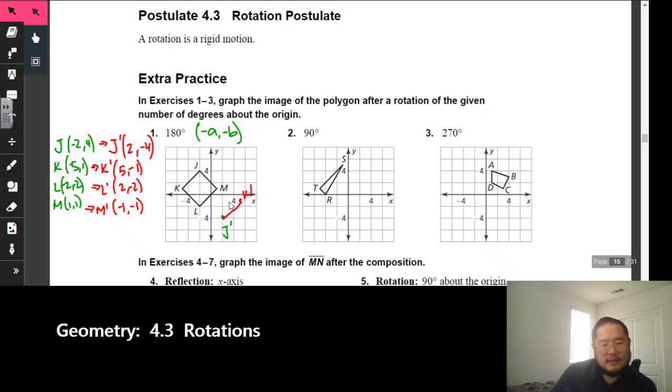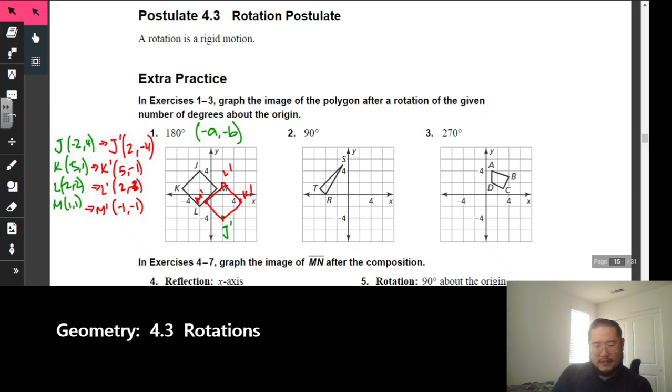Looks like the problem right here is that I missed that negative 2. And so this is actually L prime is 2, 2. So 2, 2. There we go. I was like, this does not look like the same exact figure. And then right here at negative 1, negative 1, that would be M prime. So it always pays to be as neat as possible because it's easy to make mistakes.